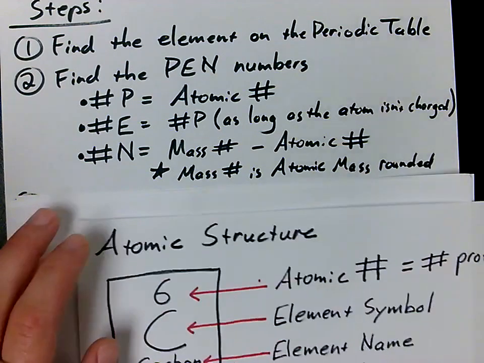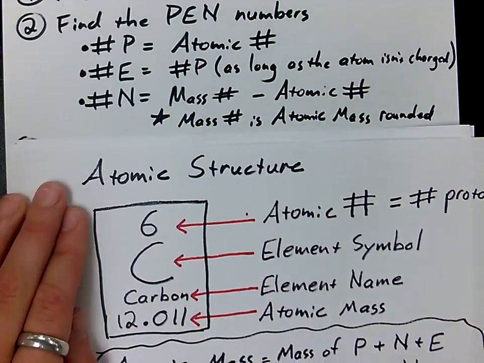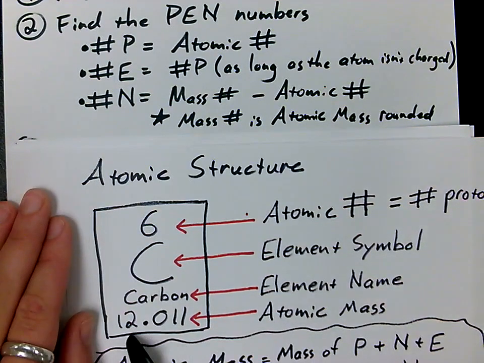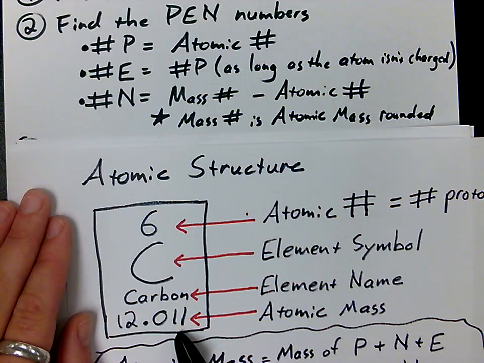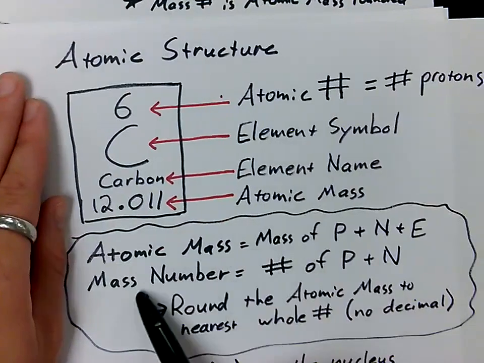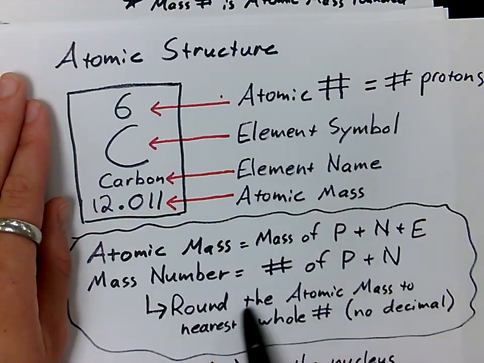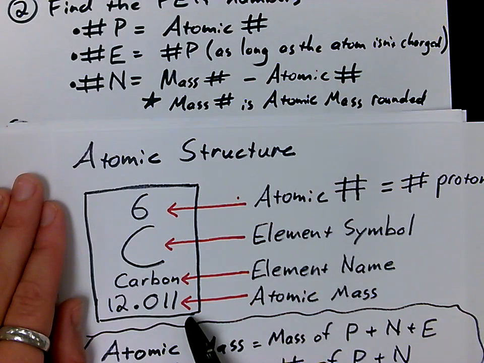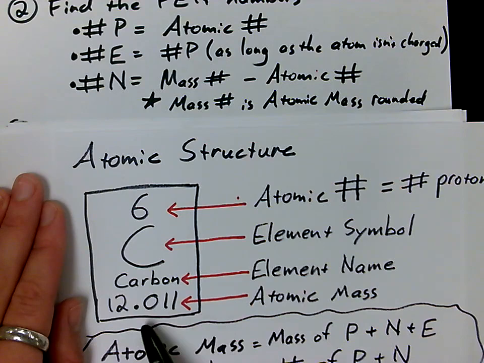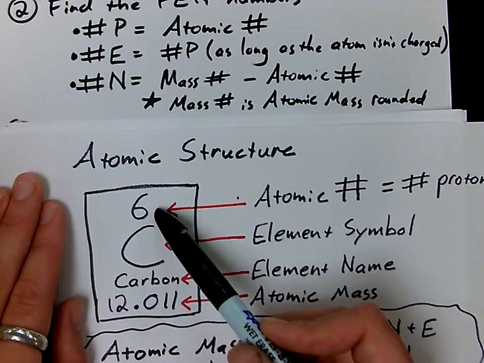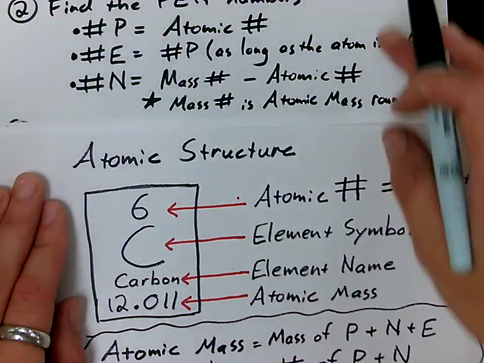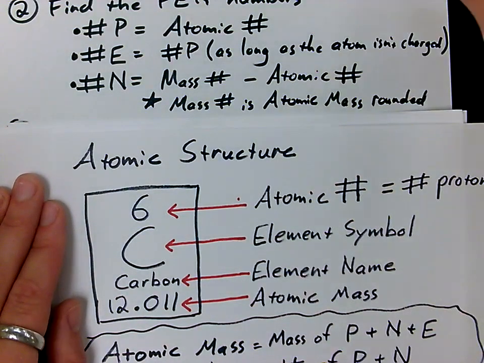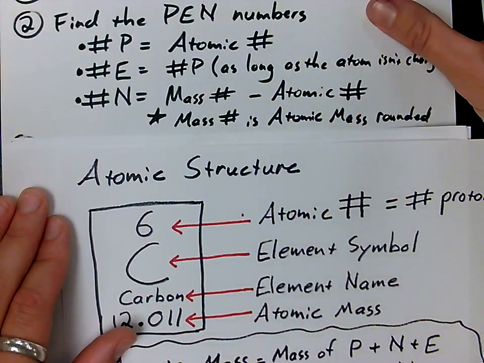So looking back at this again, our atomic mass of carbon is 12.011. If we want to find our mass number, we just have to round the atomic mass to the nearest whole number. So our mass number here is 12. Okay, so our number of neutrons is 12, mass number minus atomic number. 12 minus 6 is 6. Okay, so that's step number 2. If you can find those pen numbers, you're off to a great start.